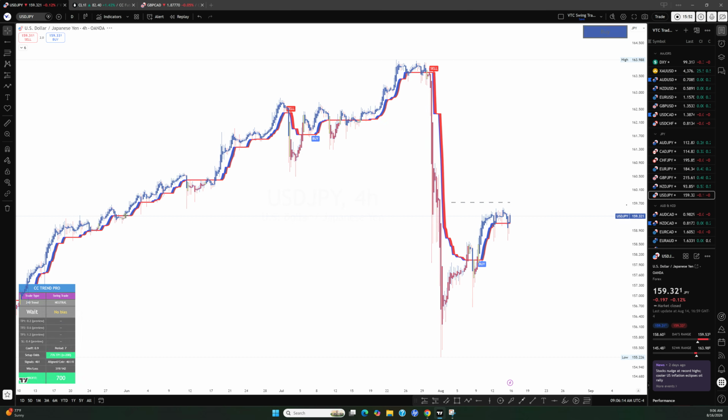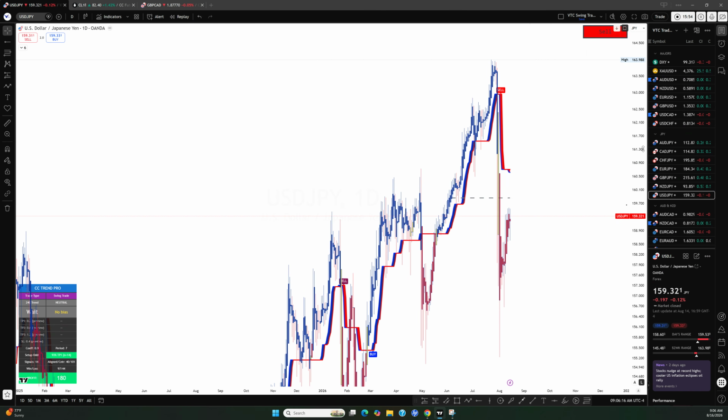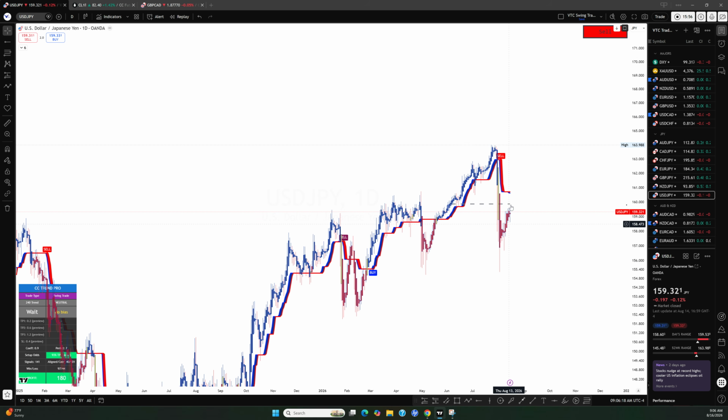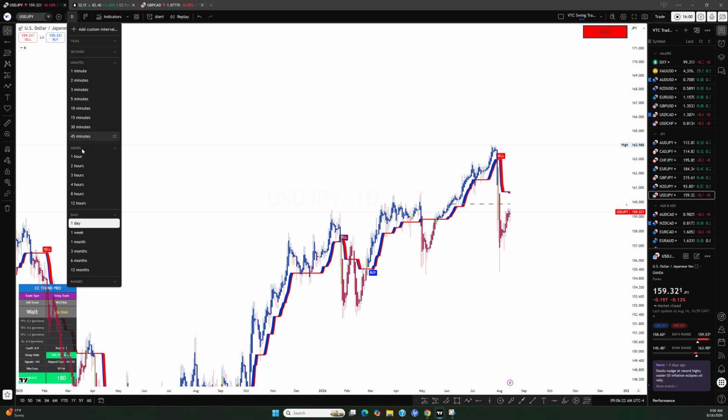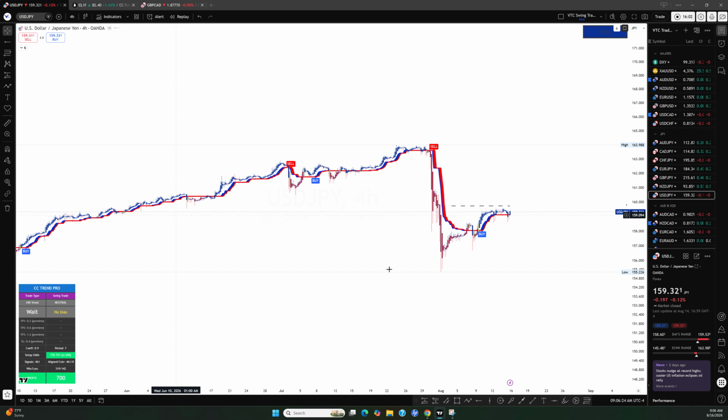USD JPY. Obviously, daily time frame telling us to sell. We are getting a bullish pullback here on the 4-hour time frame. Let's take a look at the 4-hour. We still may get a push up here on the 4-hour before we get a sell back down. That's what I would look for this upcoming week.